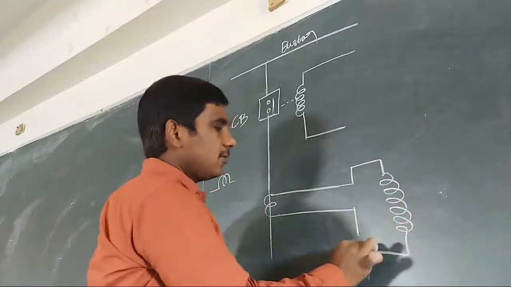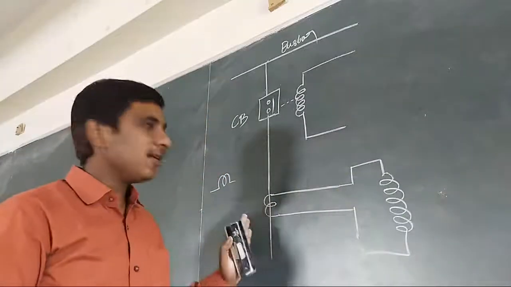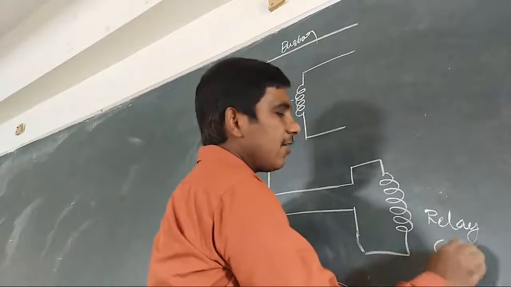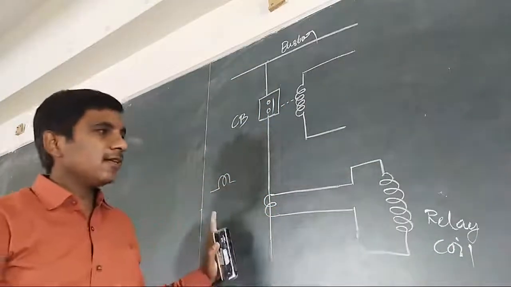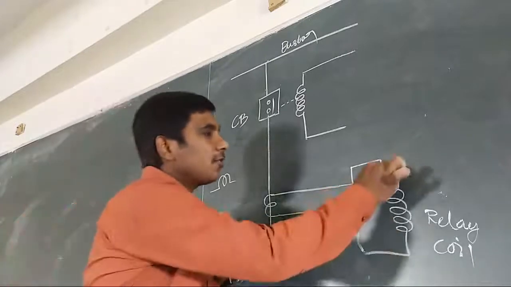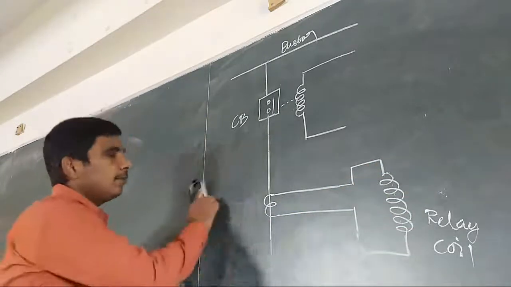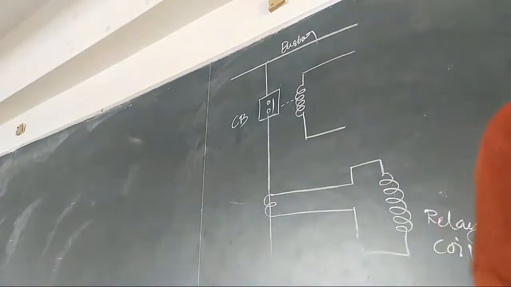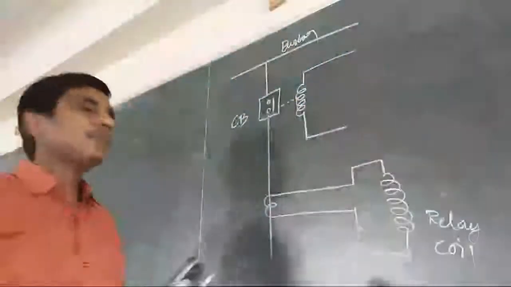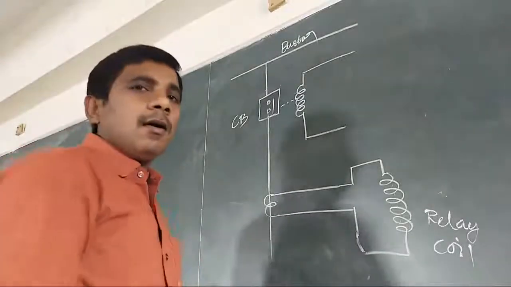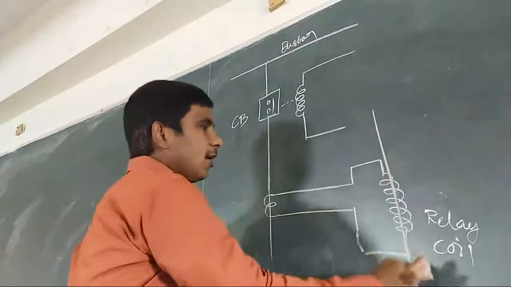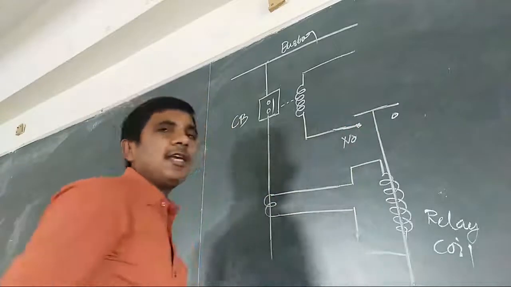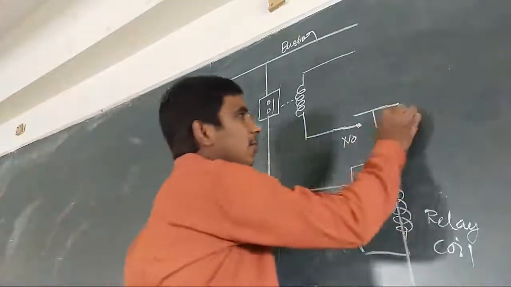A relay is a device which detects faults or abnormal conditions in the circuit. Now this is a relay coil. The relay also has one coil, although microprocessor based relays do not have any coil; this is the actual electromechanical relay. In this relay coil, there is a movable contact known as the plunger. The plunger is connected to a normally open terminal.